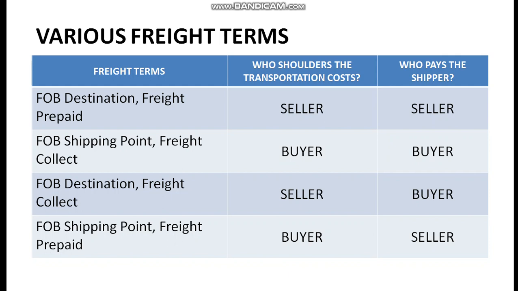FOB shipping point, freight collect. Sino dapat mag-shoulder? Si buyer. Sino nagbayad? Si buyer. So, walang problema. In FOB destination, freight collect. So, ang dapat mag-shoulder? Si seller. Pero, ang nagbayad ay si buyer. So, anong gagawin ni buyer? Kasi ang dapat na magbayad ay si seller. So, ang gagawin ni buyer is that sisingilin niya si seller.